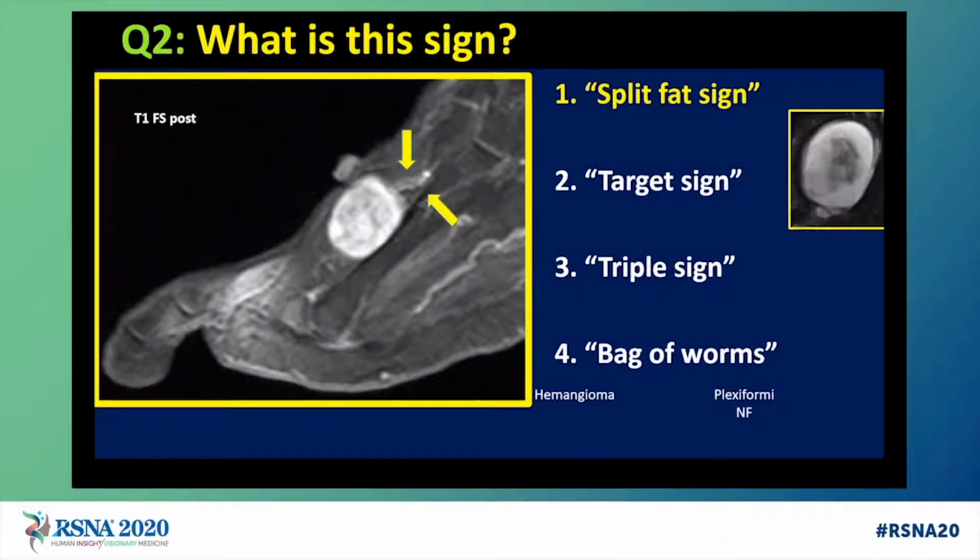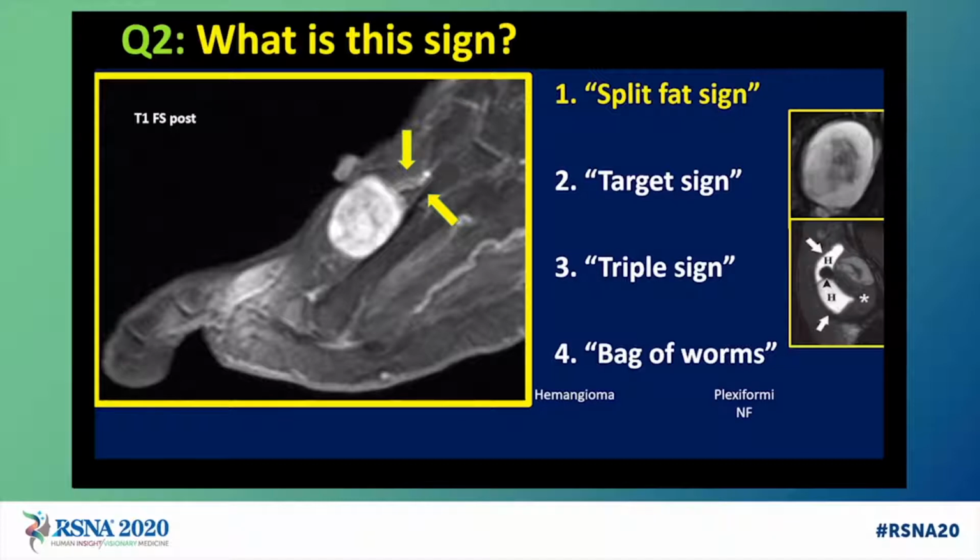The target sign is classically identified as a central area of hypointensity with peripheral hyperintensity on T2 or fluid-sensitive sequences. Post-contrast, there is typically central enhancement with peripheral hypointensity. This is due to central fibrocollagenous core with surrounding myxomatous tissue, which accounts for this imaging pattern.